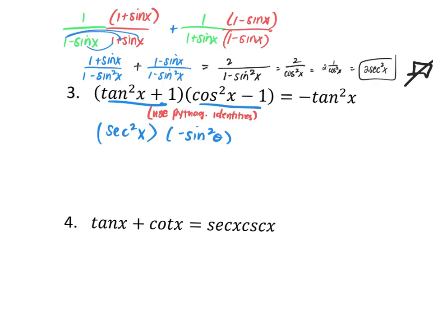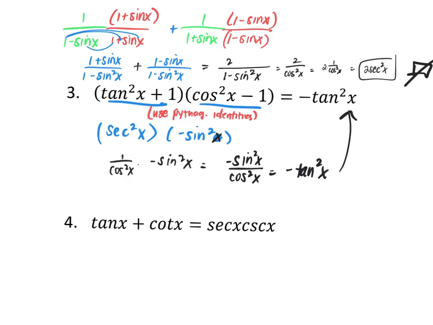Now I'm going to rewrite in terms of sine and cosine. Secant squared can be rewritten as 1 over cosine squared. Oh, actually, this needs to be x, sorry. And we can rewrite this as negative sine squared over cosine squared, which simplifies to negative tangent squared, which is what we wanted. There we go, QED.